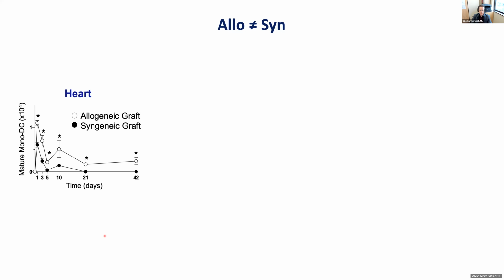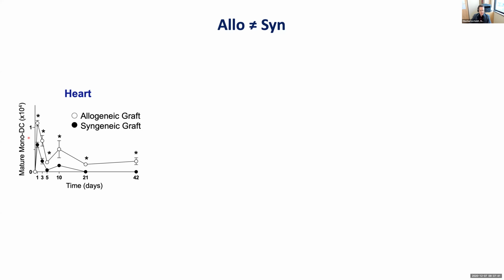We did this with heart transplant. We transplanted heart allografts into Rag gamma chain knockout recipients, syngeneic ones and allogeneic ones. The difference we found in infiltrating immune cells in the allograft was that of mature monocyte-derived dendritic cells. These are CD11b positive cells that are F4/80 negative, and they express class II and CD11c.